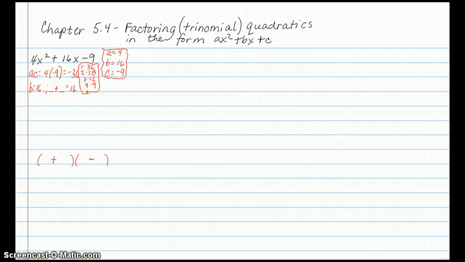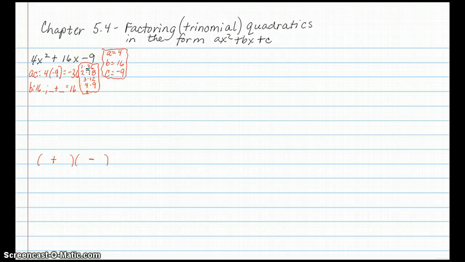Now we know for a fact that this is negative 36. So one of these had to be positive and one had to be negative. We didn't worry about that initially. So it means it's going to act like subtraction because you have a plus minus. So 36 minus 1 is 35. Doesn't work. 18 minus 2 is 16.